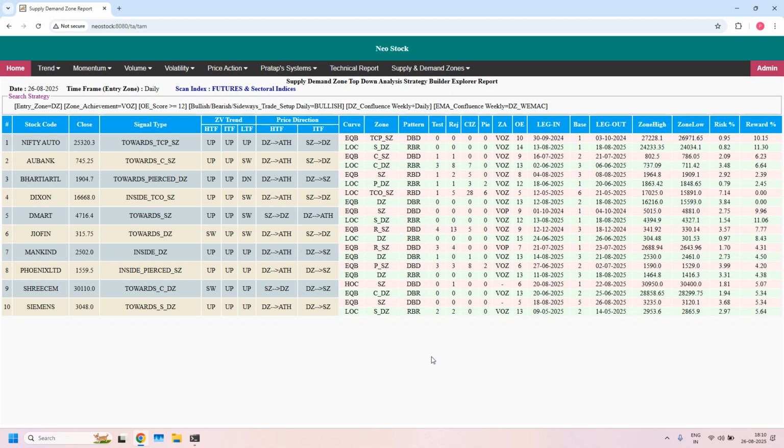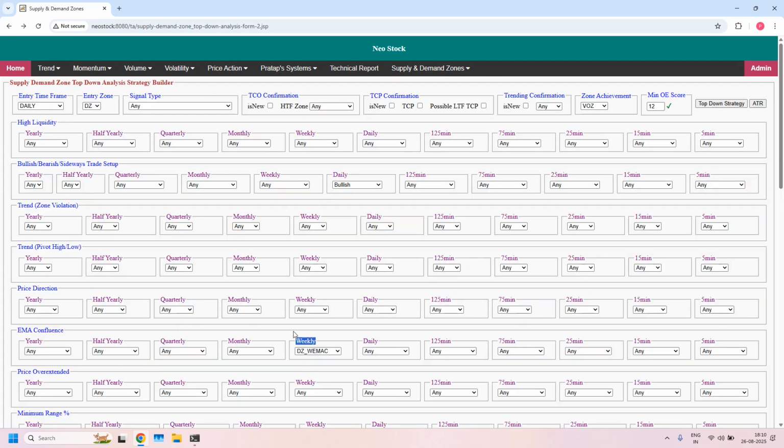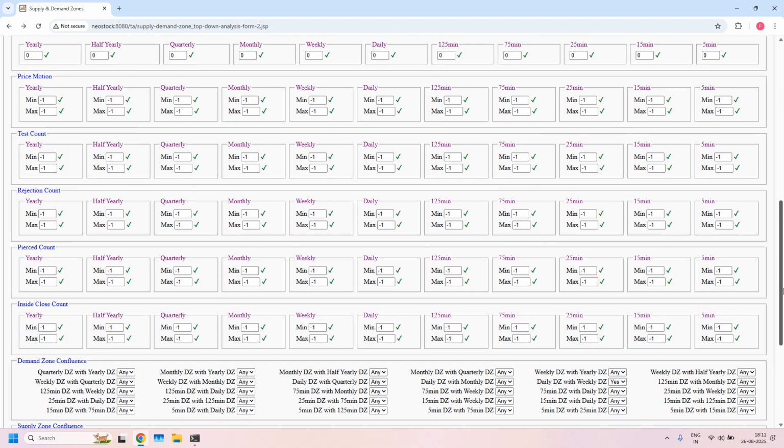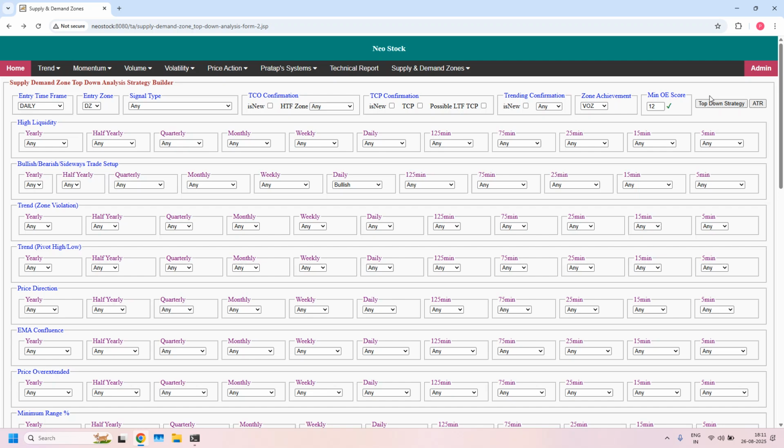Okay, next filter is LTF, ITF and HTF demand zone confluence and then HTF EMA confluence. So let us generate the reports. I am removing ITF EMA filter. In the demand zone confluence, 3 filters I have to set. First one is already enabled, daily and weekly. Next, daily and monthly, and then weekly and monthly demand zone confluence with all the 3 filters.